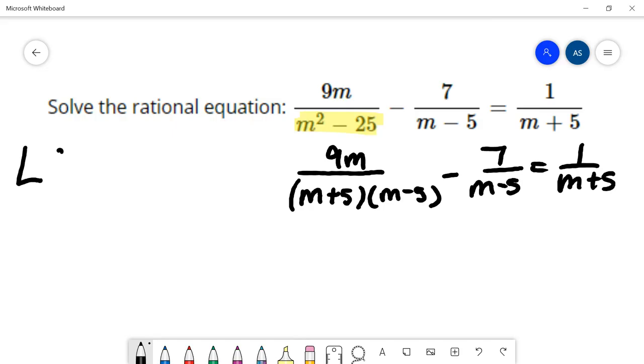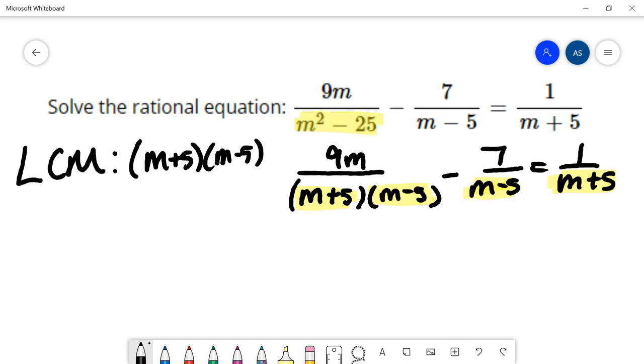So when we're looking for that least common multiple of all the denominators, you can see that we have a factor of m plus 5, which is in common. We have a factor of m minus 5, which is in common, and that will cover everything. So our least common multiple is going to be m plus 5 times m minus 5.